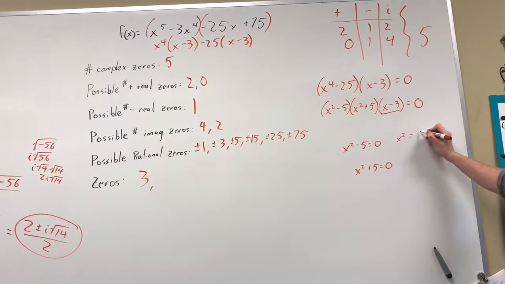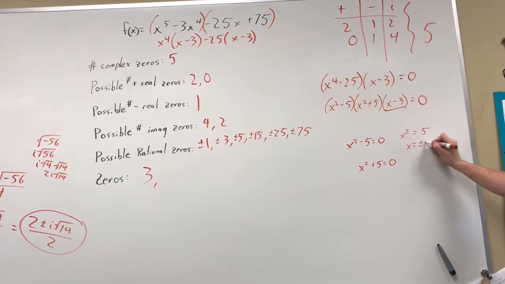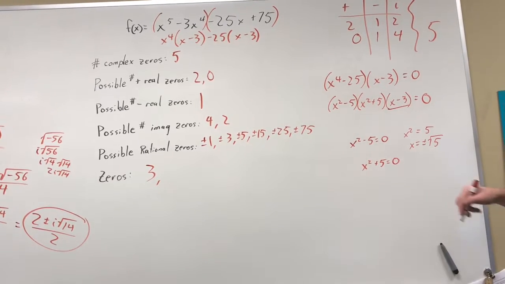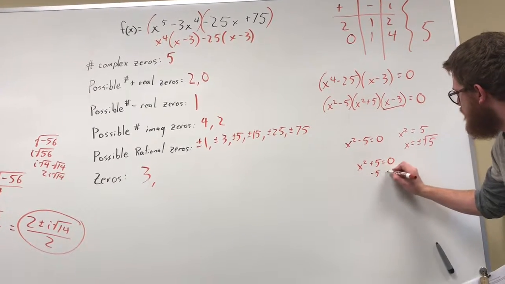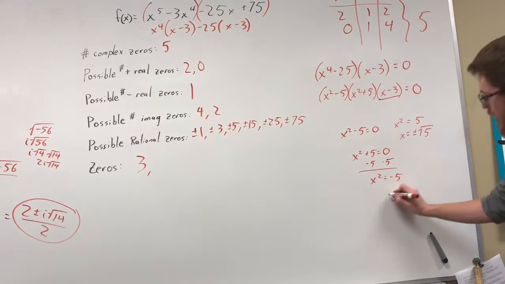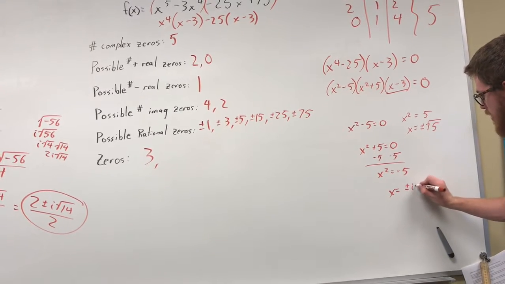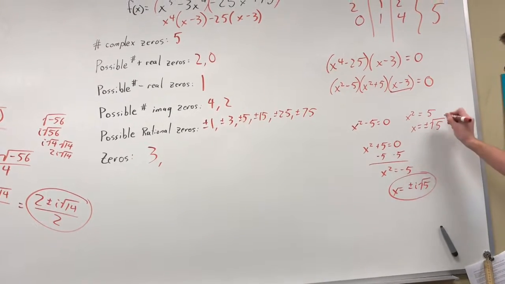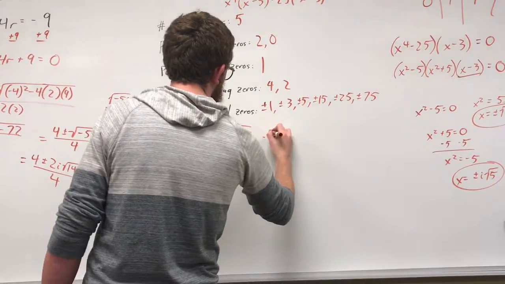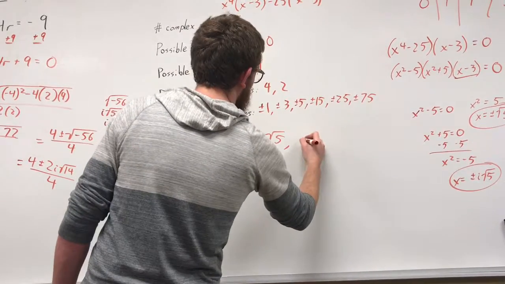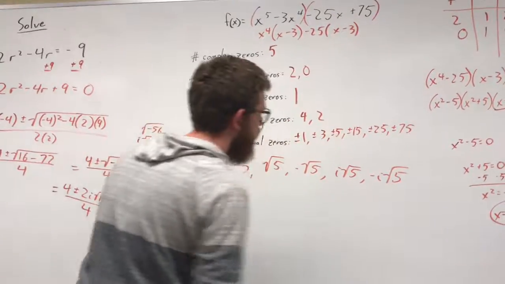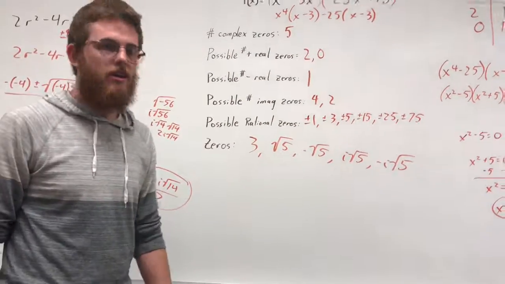This gives us x squared equals 5. And so x would equal positive and negative square root of 5. We also want to subtract 5 from both sides to get x squared equals negative 5, and x would come out to equal positive and negative i times the square root of 5. And so here are our other zeros. We have square root of 5, negative square root of 5, i square root of 5, and a negative i square root of 5. And we finish that problem.